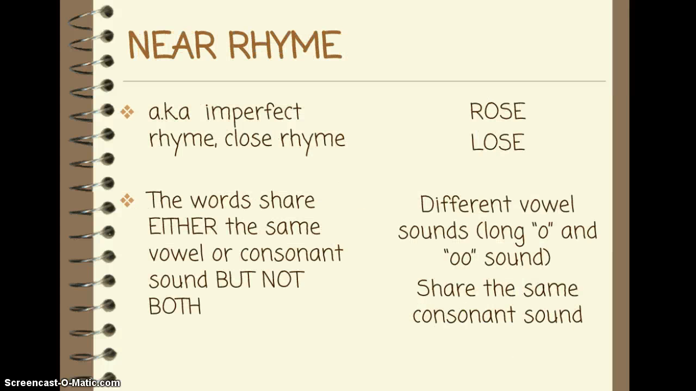Near rhyme, then, which is also called imperfect rhyme or close rhyme. This is the definition right here, and it's the words share either the same vowel or consonant sound, but not both. So that's what makes it different from just regular rhyme. For example, the words rose and lose, they have different vowel sounds. Rose has the long O, and lose has that oo sound. But they both have that S sound at the end, so that's what makes it near rhyme. They almost rhyme, but not quite.